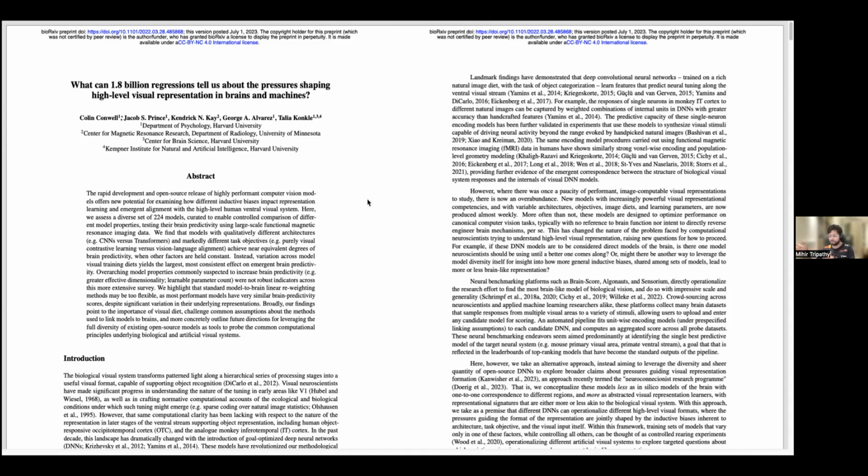So they tested 224 models on the NSD data set, and that came to around 1.8 billion regressions just in testing. And that's what the 1.8 billion regressions in the title actually means. So in the testing, they actually did around 1.8 billion regressions. That's kind of crazy.